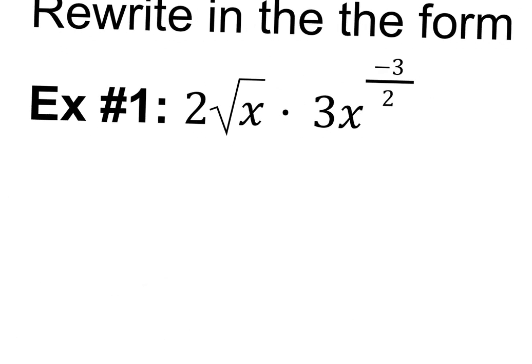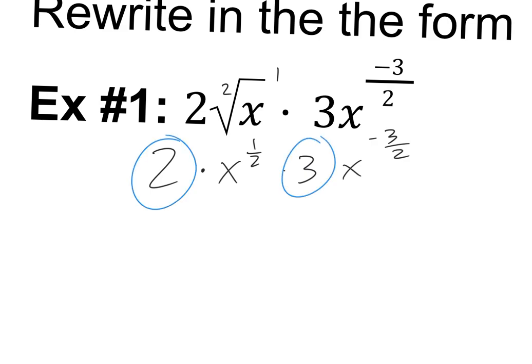The first thing I notice is that this is in radical form and this is in exponent form. So let's get it all in exponent form. So that'd be 2. Remember, if there's not a number in the radical, it's an implied 2. If there's not an exponent, it's an implied 1. So this is really like saying 2x to the 1/2 times 3x to the negative 3/2. All right, these are easy. We're going to multiply those together and get 6.